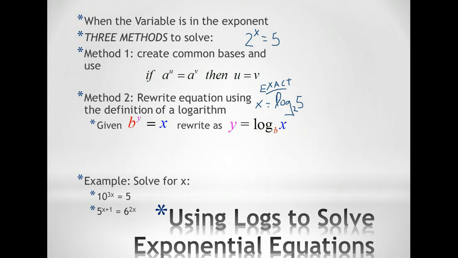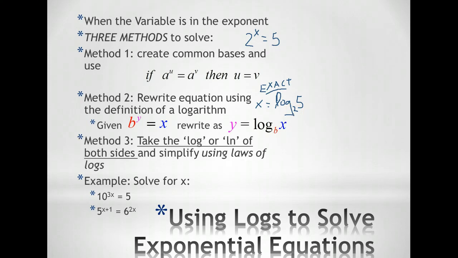So let's look at method 3. Method 3 is the one that is most commonly used to solve exponentials because you don't have to worry about change of base, and it works all the time just about. So what we want to do is take the log or natural log of both sides of the equation and then simplify using laws of logs if you have to. So let's start out with this first one, 2 to the x equals 5.